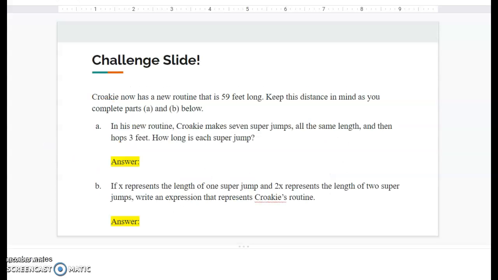And if you're feeling up to it, there is a challenge slide as well, and I encourage you to at least give it a try. It's optional, but some of you are up for that challenge.